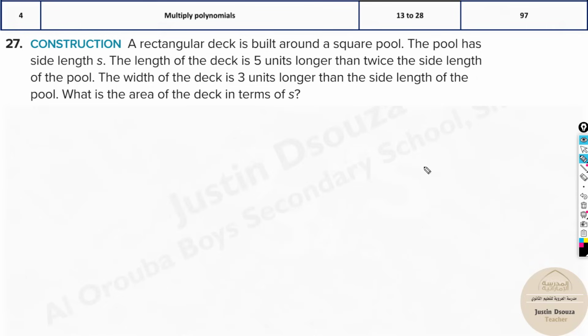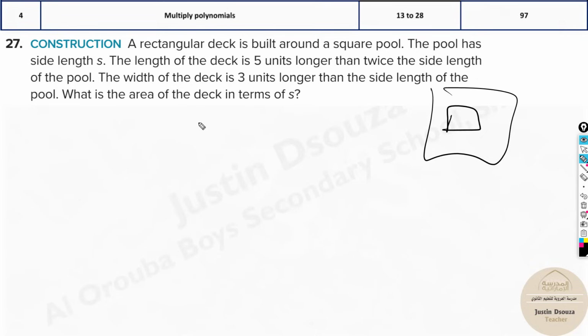Okay, so now there is a pool over here and there is a deck which is built around it. The side length of the deck is 5 units longer than twice the side length of the pool. The width of the deck is 3 units longer. Now let's write this in expressions.